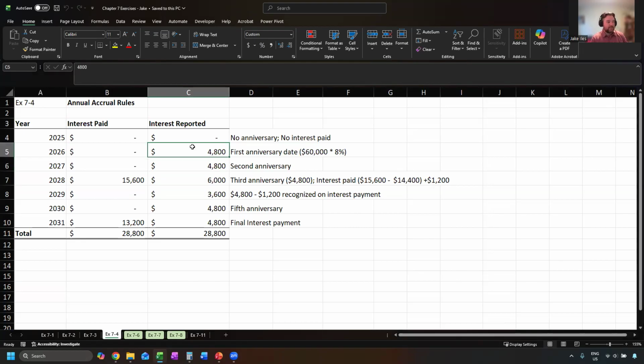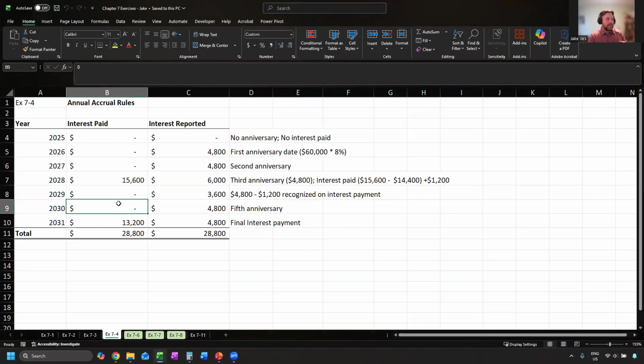So our anniversary date is recognizing some. When we get paid cash, we have to report the amount of cash received minus income already reported. So third anniversary is $4,800, but that additional interest amount's another $1,200, so $6,000 total. In 2029, we have another year that passed, that $4,800, but we already recognized an additional $1,200 last year. So we've already reported that $1,200. Why would we report it again? So we get to subtract it from that anniversary amount.